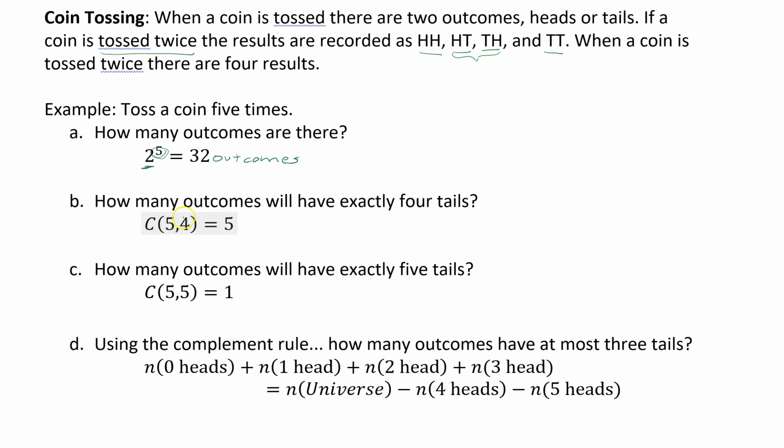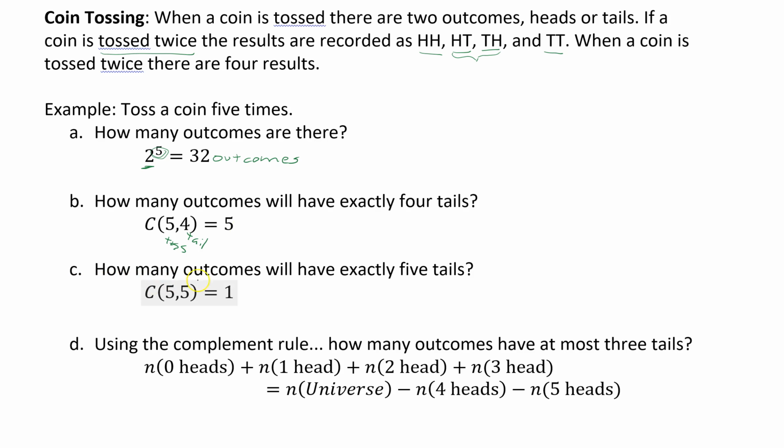It says, how many outcomes will have exactly 4 tails? Okay, we want exactly 4 tails. That means out of the 5 tosses, we want 4 tails. The combination that we're going to do is a combination of 5, because there are 5 tosses, and we want 4 tails. So a combination of 5 taken 4, and that answer is 5.